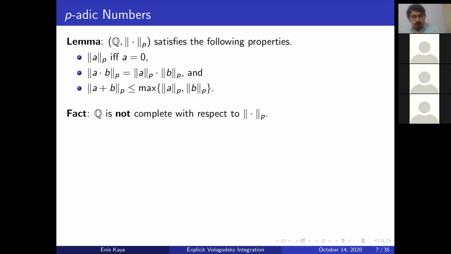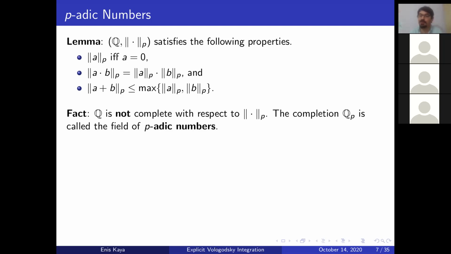So there is a fact: Q is not complete with respect to the metric coming from this norm. Okay, we can complete it, and the completion is denoted by Q_p, and it is called the field of p-adic numbers. But this is exactly how we construct the field of real numbers from Q, right? I mean, instead we use the usual absolute value. So in that regard, we can say that Q_p is just a p-adic analog of the field of real numbers, the p-adic cousin of R.